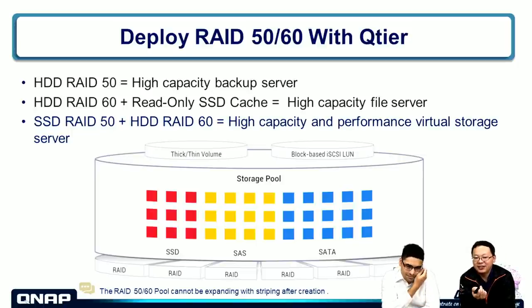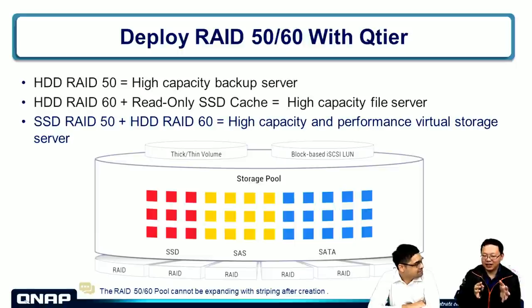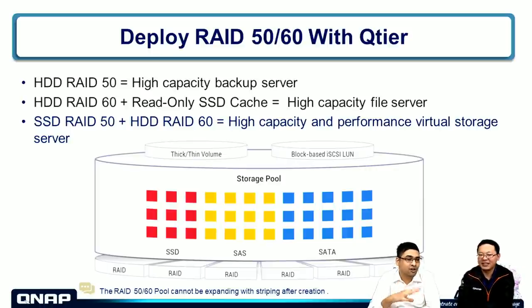In this case, there are many different kinds of policy that a user can choose. For example, we can just use a RAID 5 to have a high capacity, and also enable SSD cache to improve some RAID performance. And we can also enable QTS by SSD, in this case RAID 5 and hard drive RAID 6. So you can get a very big capacity and high speed storage. We offer a lot of configuration options for the user to choose from.